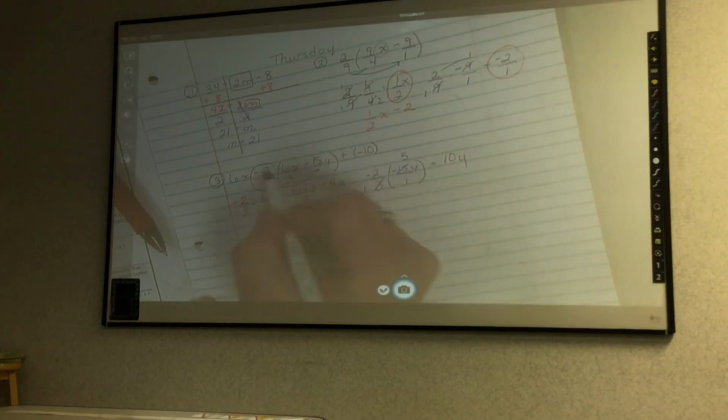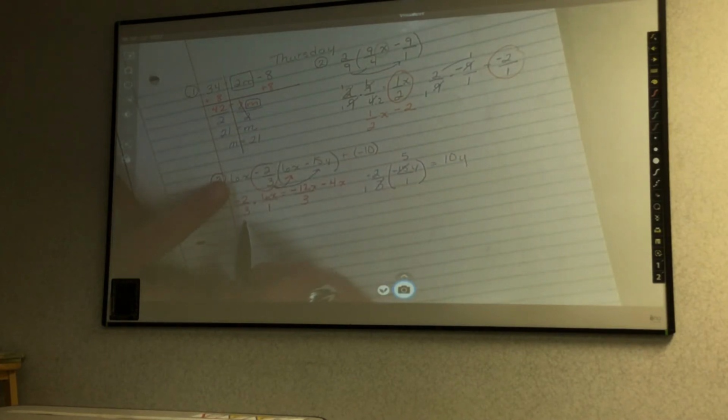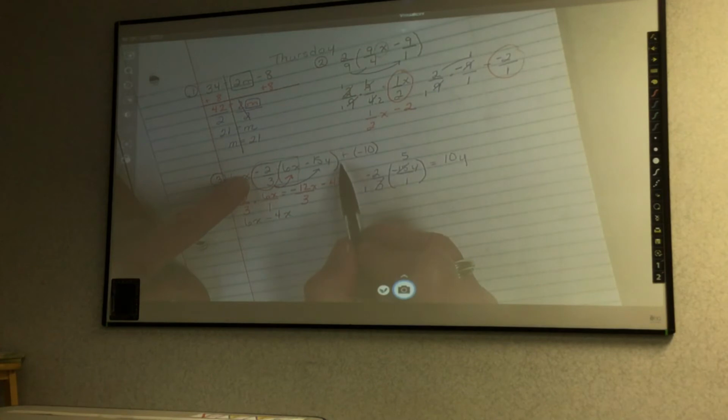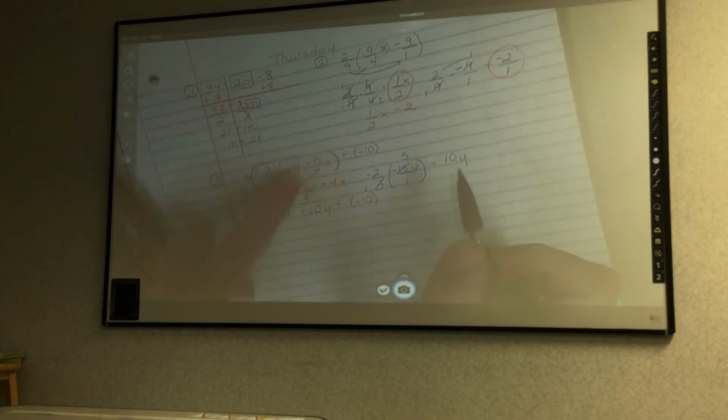So now let's go back and see what we have. We have left the 6x. Then this here became the negative 4x. Then we had the 2/3 times 15 is the 10y, so that's the positive 10y. And then it's plus the negative 10.